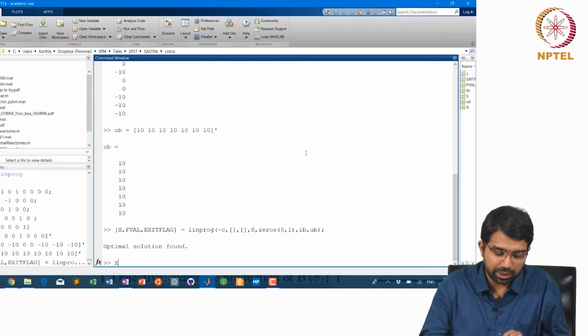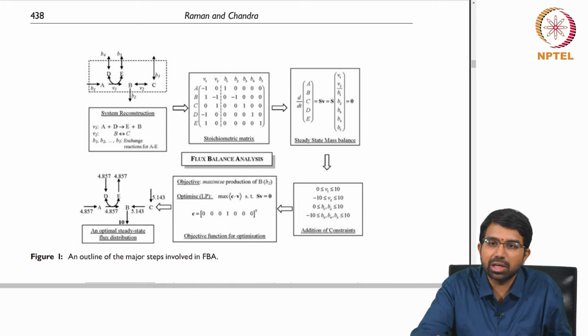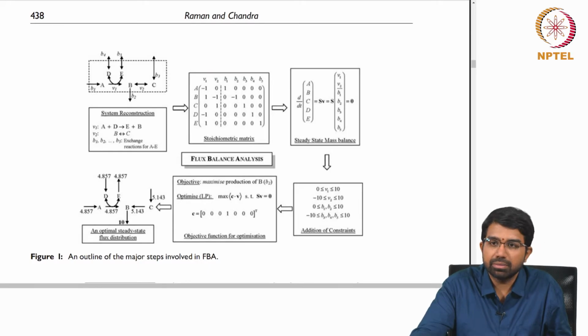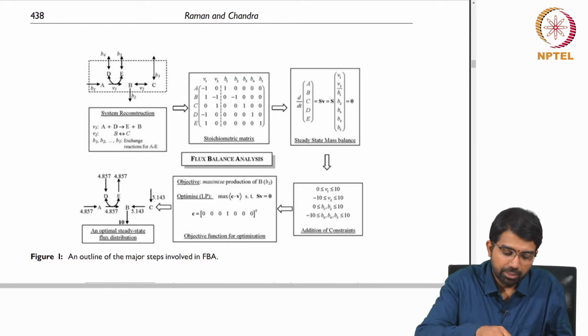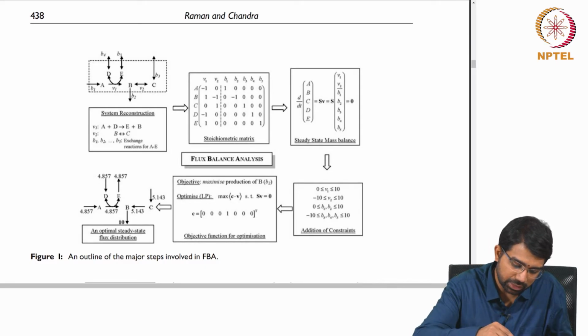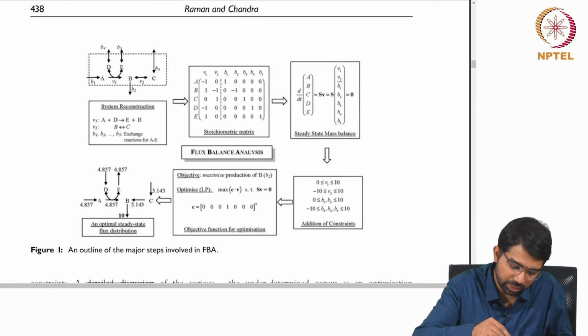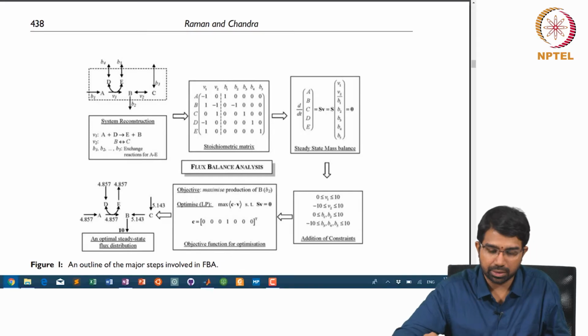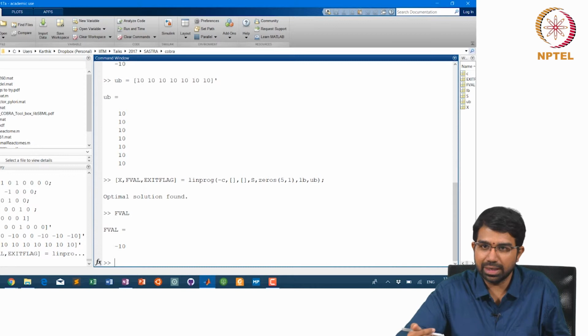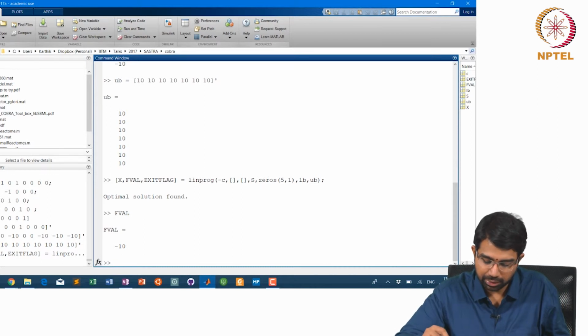So, what is the value of x you expect? What is the value of fval you expect? Fval is the value of B2, right. So, what is the value of B2 you expect? Ten. Right. But you might have a very sparse solution where all these are 0, this is 0, this is 0, and this is 10, 10 and 10. Let us see what the solution looks like. So, fval is minus 10 because we negated the C function.